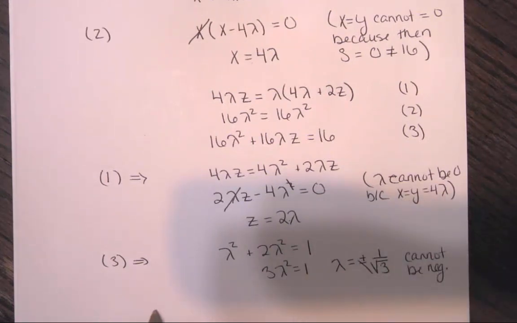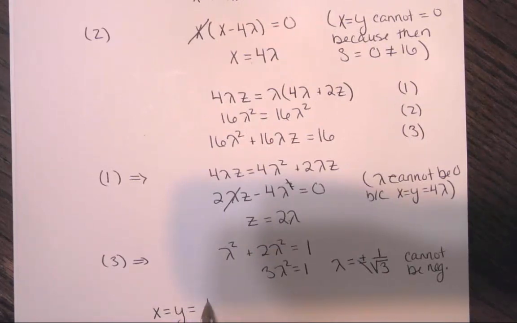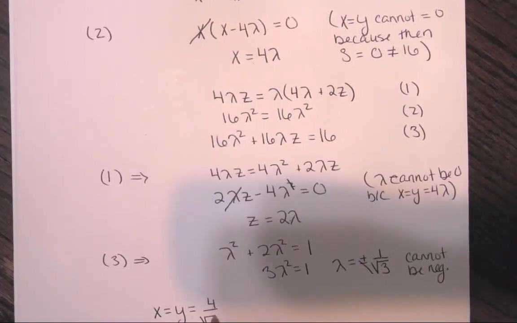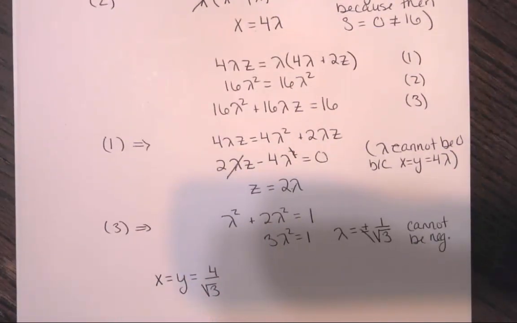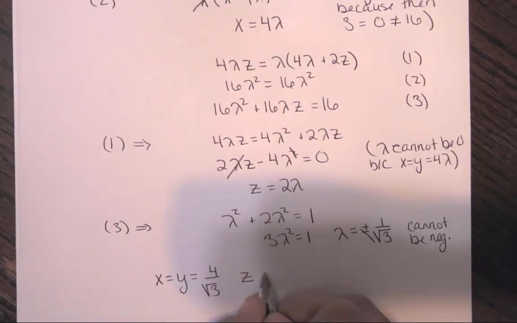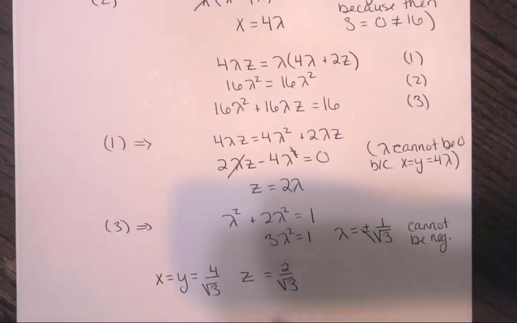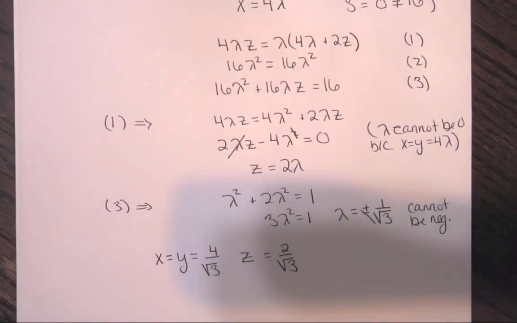And so x would equal y, which would be 4 divided by the square root of 3, and z from this expression would equal 2 divided by the square root of 3. And I have the dimensions of my box.